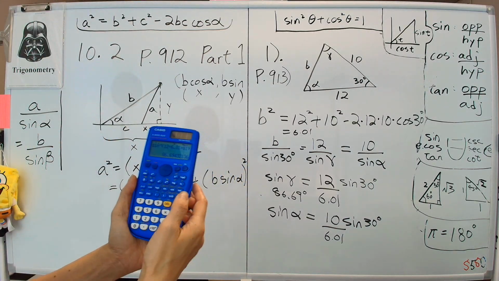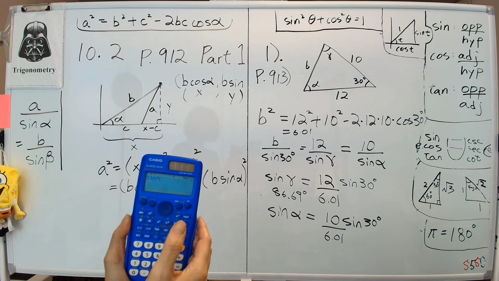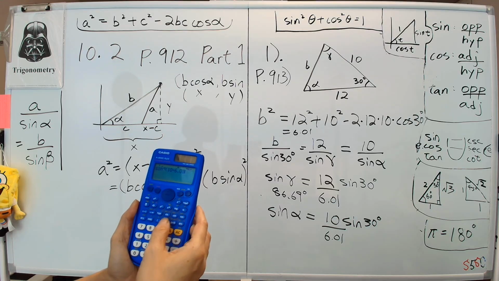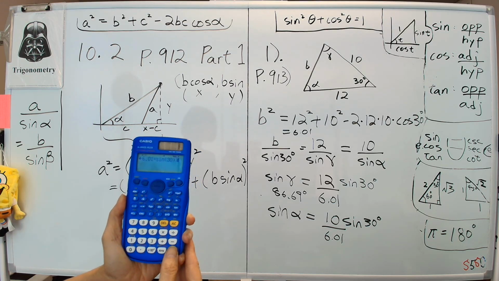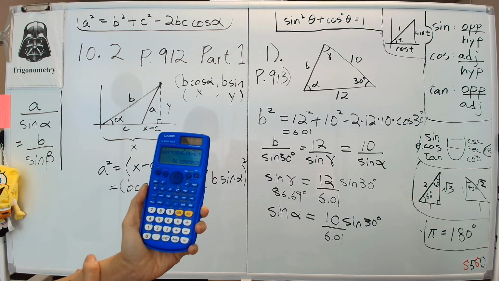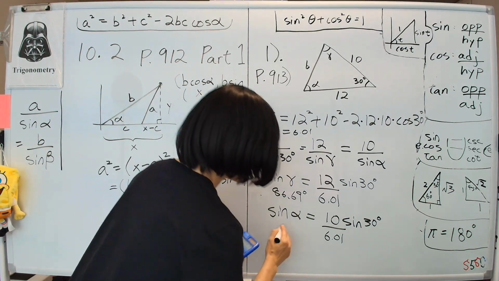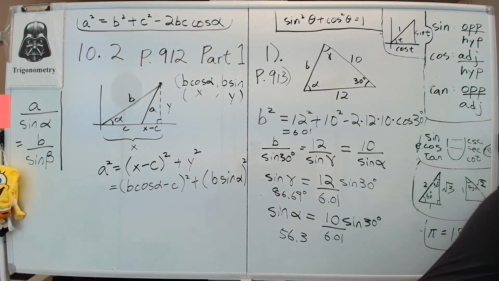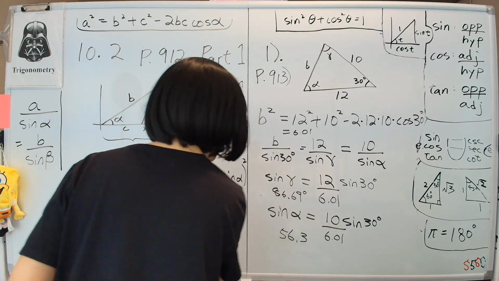All right, so let's calculate sine alpha. Alpha will be inverse sine of 10 divided by 6.01 times sine of 30, and that should be in two parentheses. Alpha should be 56.3 degrees. Let me see what the book says. Yes, they have alpha equals 56.3, so this one is correct. So why isn't the other one right?